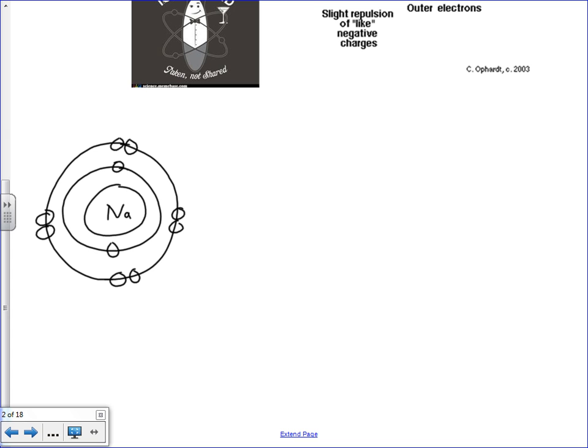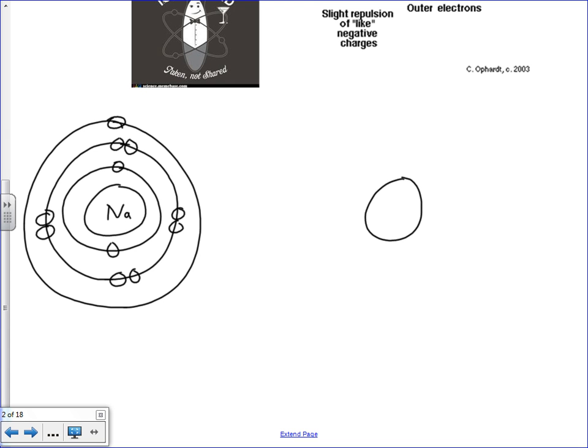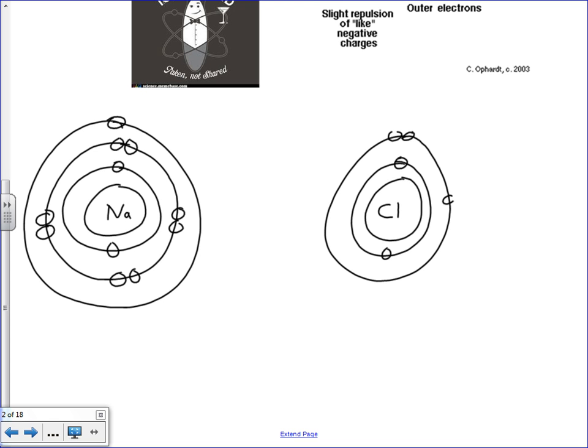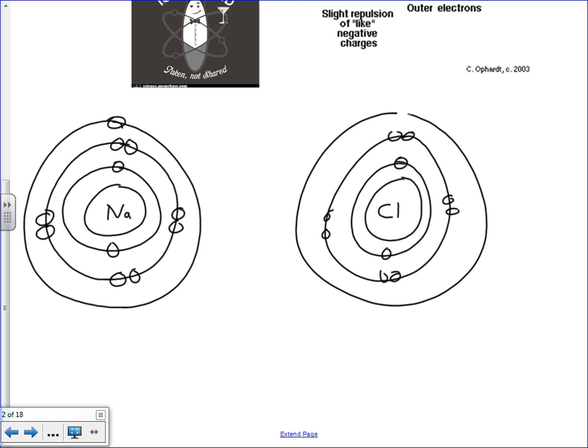Sodium's atomic number is 11. So it's got this 1 electron in a shell that can hold 8 all by itself. Okay. Chlorine, on the other hand, has 17 electrons. Right? So its configuration is similar, except that its outer shell has 7 in it.